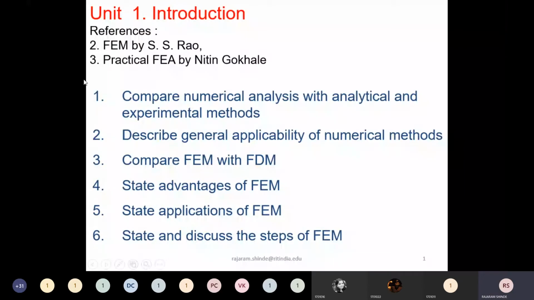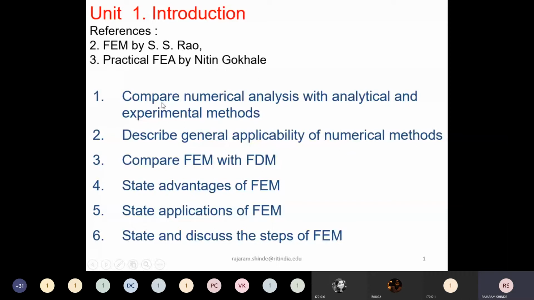For today's lecture, I have referred to these two books. Number 1 is S.S. Rao, and the second one is Practical Finite Element Analysis by Nitin Gokhale. I have a soft copy of S.S. Rao that I will share with you.